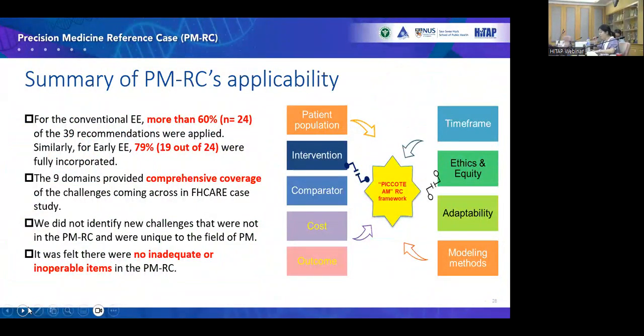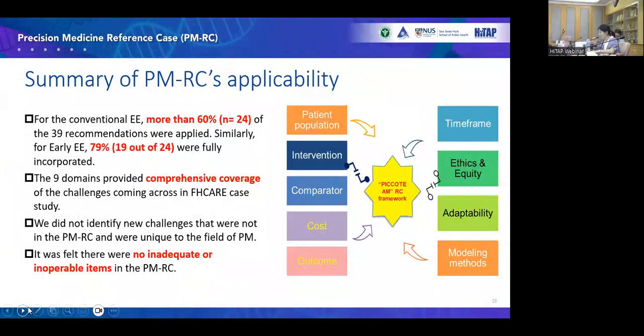Overall, for the conventional EE, more than 60% of the 39 recommendations were applied. Similarly, for the early EE, 79% were fully incorporated. Although some items were not applicable or not included in this analysis, these items of the reference case remain valuable and eligible for application in other PM economic evaluations.